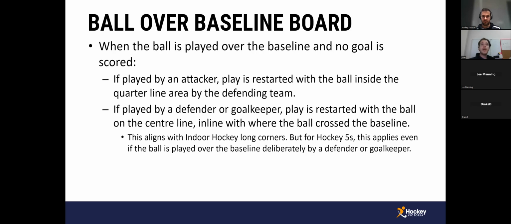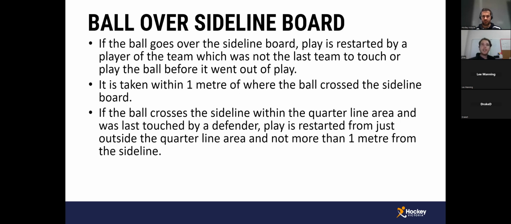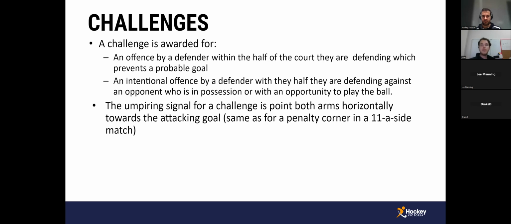I think we had a mark for free hit here. So for an unintentional offence by a defender within the quarter, it's a free hit. It's just taken outside the quarter line area. The 12s is a good example for our 11-a-side. If you don't think it is an intentional foot and it's just hit a foot, it then becomes a free hit back on the quarter line.